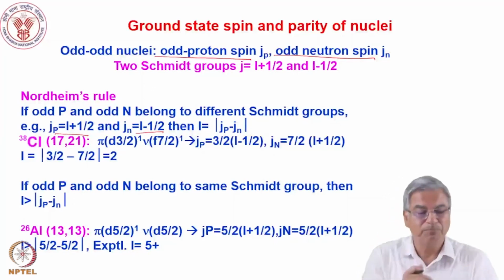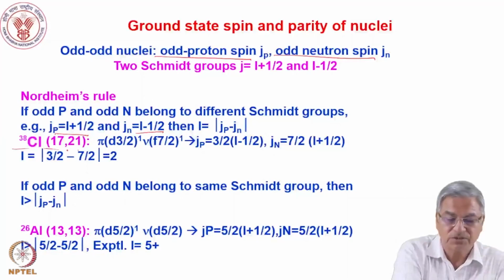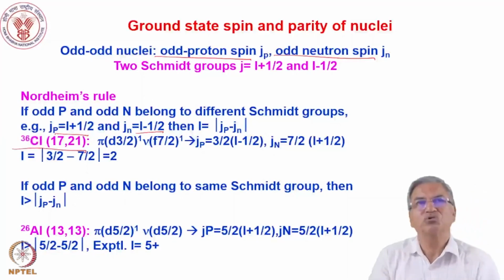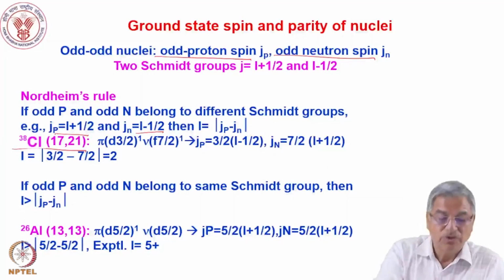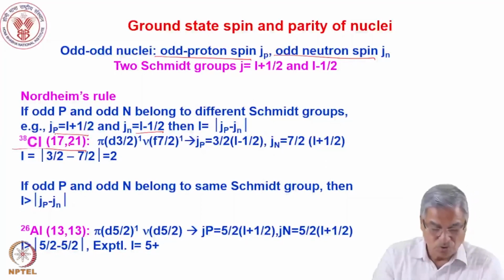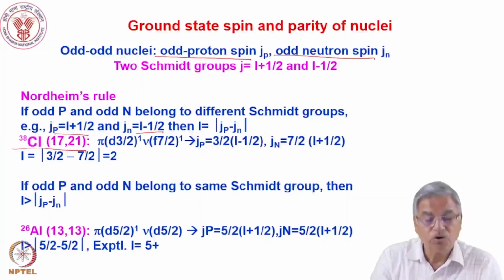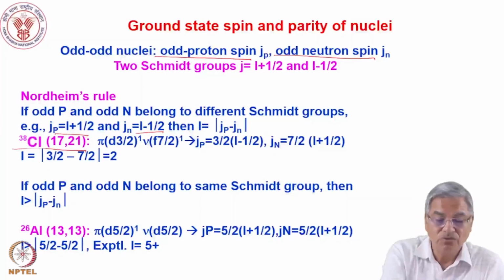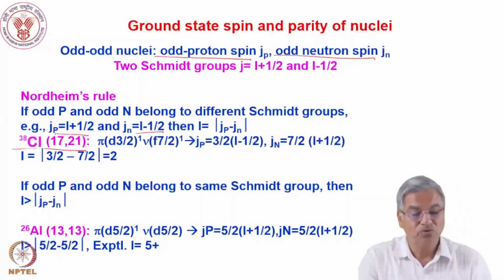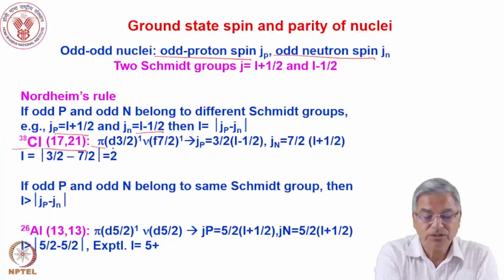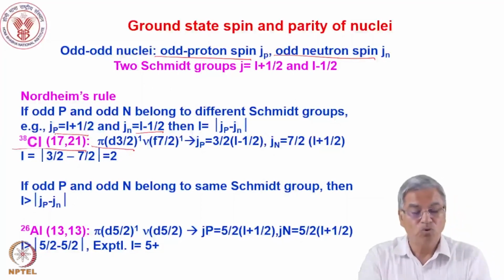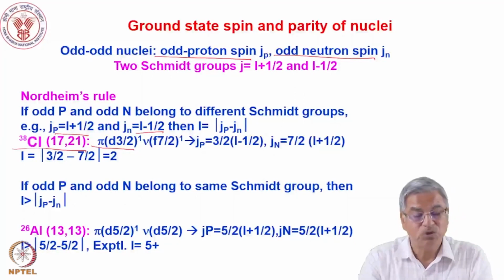Just to give you an example, chlorine 38. Chlorine has atomic number 17, so you have 17 protons and 21 neutrons. How do you try to accommodate them? Let us see how the 17 protons occupy the levels. You will see that the last proton will go to the D3/2 state.